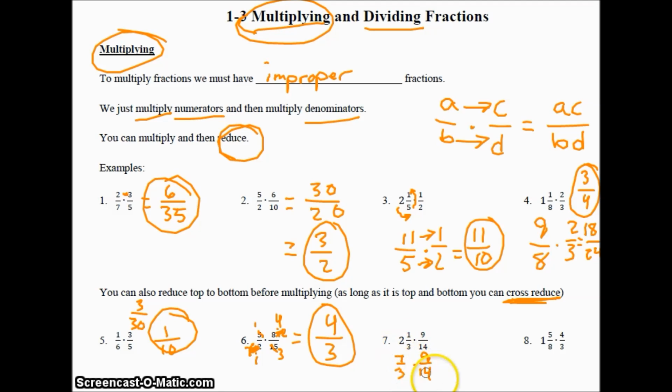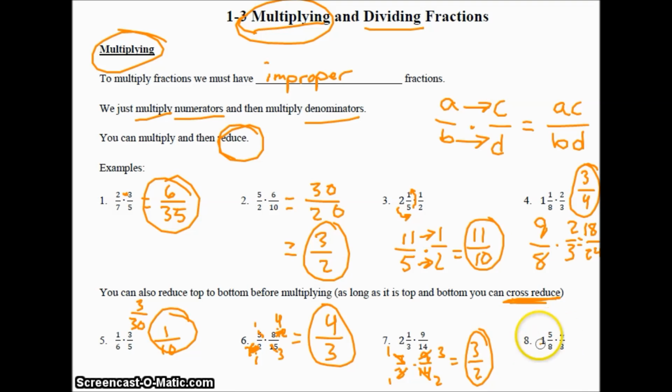Okay, to do this, again, we're cross-reducing. 7 goes into 14 twice, so I know that this is going to become a 1. This becomes a 2. I'm reducing ahead of time. 9 and 3. What is it? 3 and 1. So this one becomes really easy. 1 times 3 is 3. 2 times 1 is 2. So we're left with 3 halves.